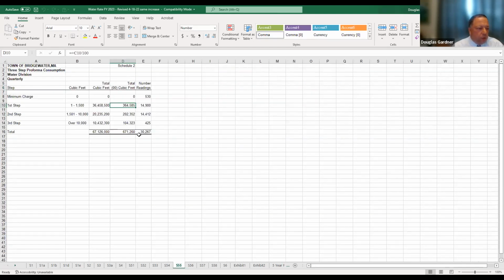So if we look at your consumption, you have a 3-step water rate right now, and you read in cubic feet. So from your first step, and that's going to be your lowest rate, is for all consumption between 1 and 1,500 cubic feet per quarter. 36,500,000 cubic feet of flow in that first step. Your second step is from 1,501 to 10,000 cubic feet per quarter. There was a little over 20 million cubic feet in that step. And then your third step is for all consumption in excess of the 10,000 cubic feet, and it's about 10.5 million cubic feet there.